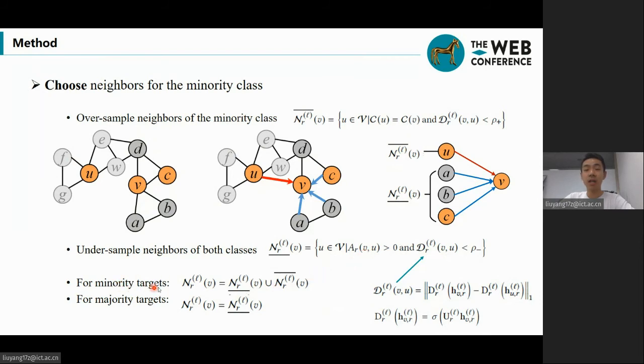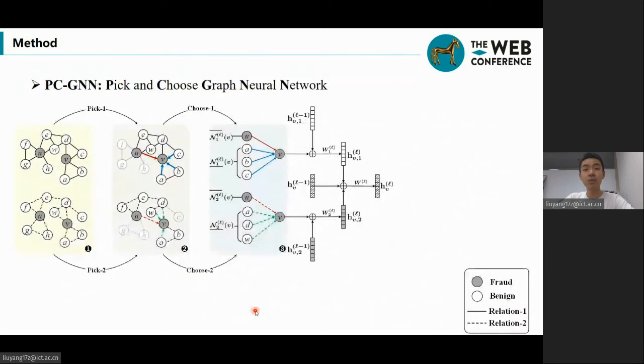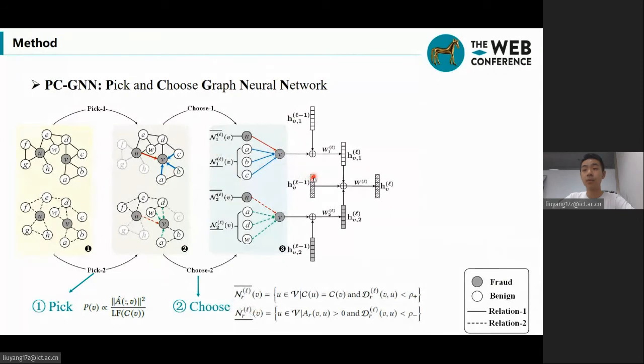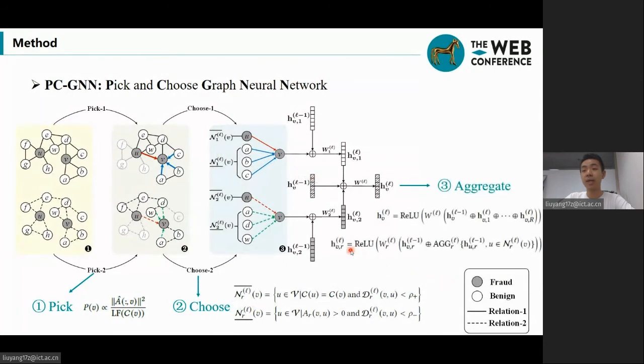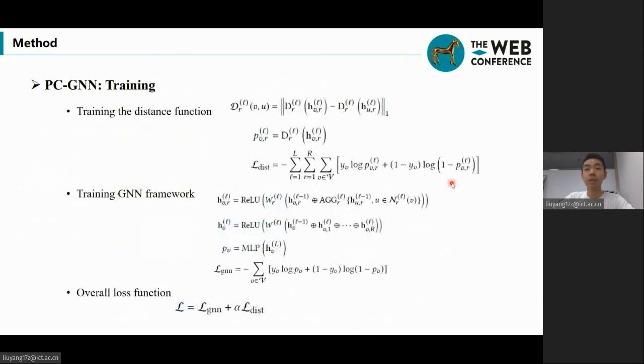In a word, for the minority targets, we define the neighborhood to be the union of the undersampled neighborhood and the oversampled neighborhood. For the majority targets, we only keep the undersampled neighborhood as the final neighborhood. As for the multi-relation setting, we do the pick and choose process for each relation. Then we aggregate the neighbors for each relation to get the relation-specific representation h_v^RL. Then representations from different relations are concatenated together to obtain the final representation h_v^L. The distance function and the GNN framework are both trained using the cross entropy loss, and the overall loss is the sum of the two parts weighted by a parameter alpha.